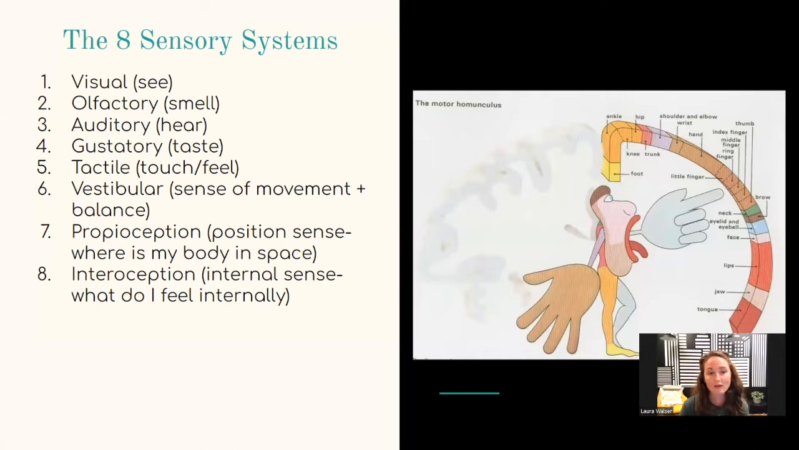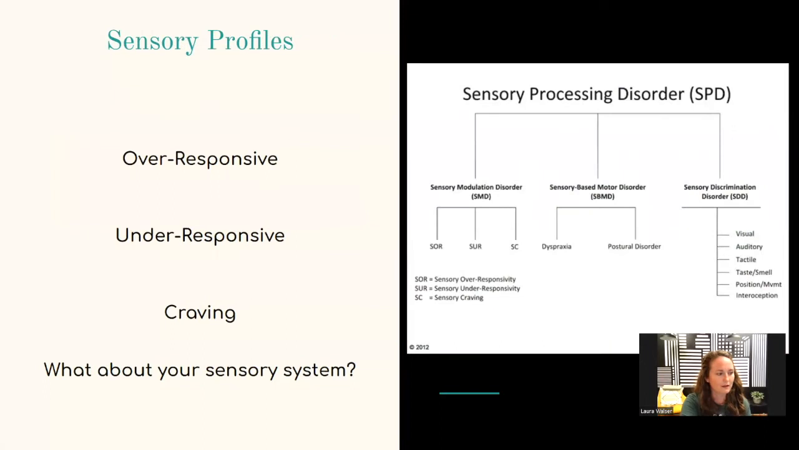And then the last sense is interoception. There's a lot of research in the OT world going on right now about interoception. That's how we internally sense and internally feel things. So we can think of it as more of an organ-based sensation. So temperature, hunger, thirst, even pain, all contribute to interoception. So then we are going to move on to talking about the different sensory profiles.